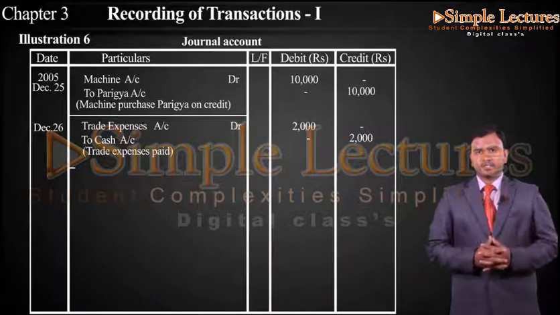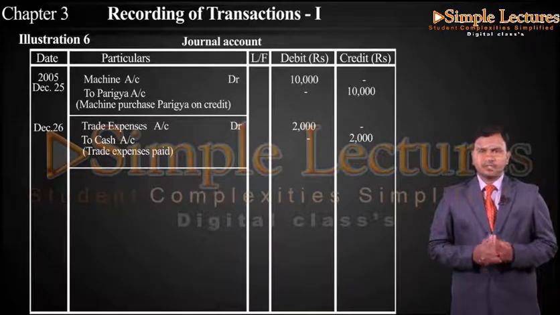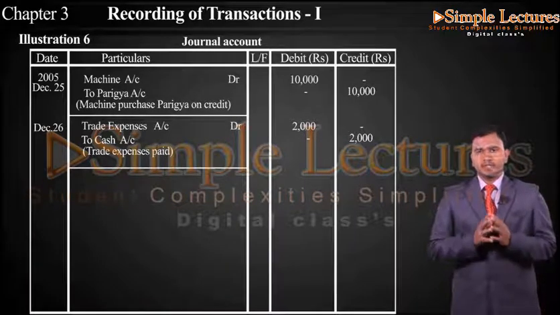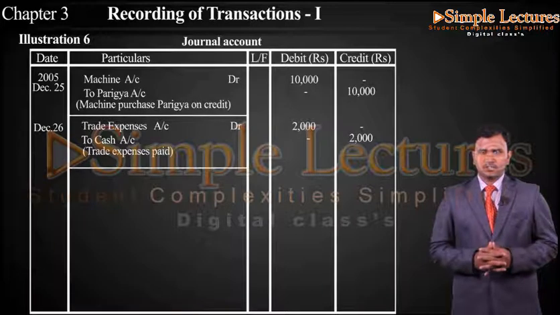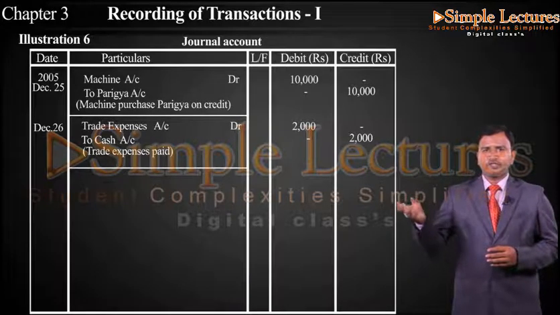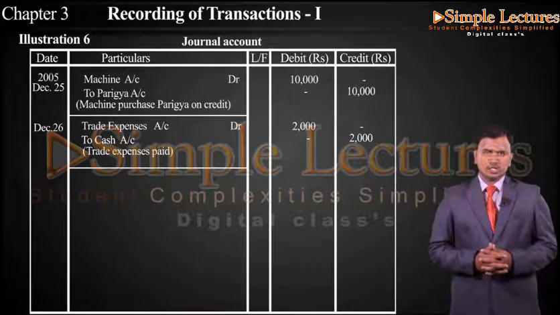Let us take the next transaction which we have on December 28th. So on December 28th we have check issued to Parigya 10,000. So we are issuing a check to Parigya here. Parigya is the receiver, which will be debited here, and as we are going to give the check, the bank will be credited. It is for rupees 10,000.